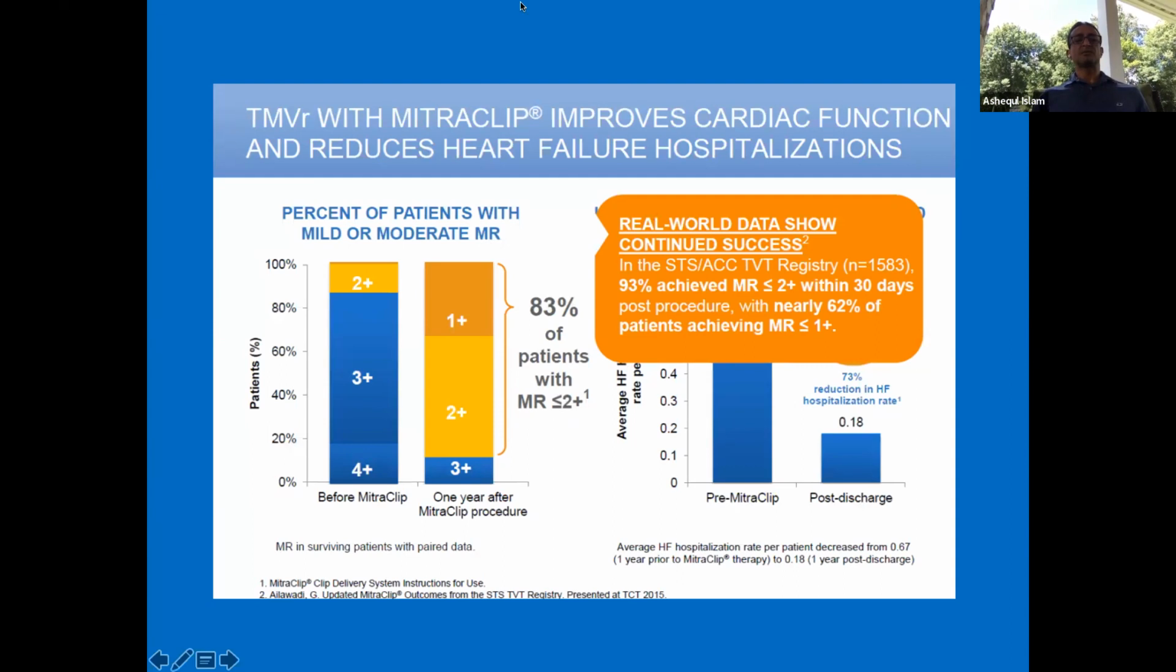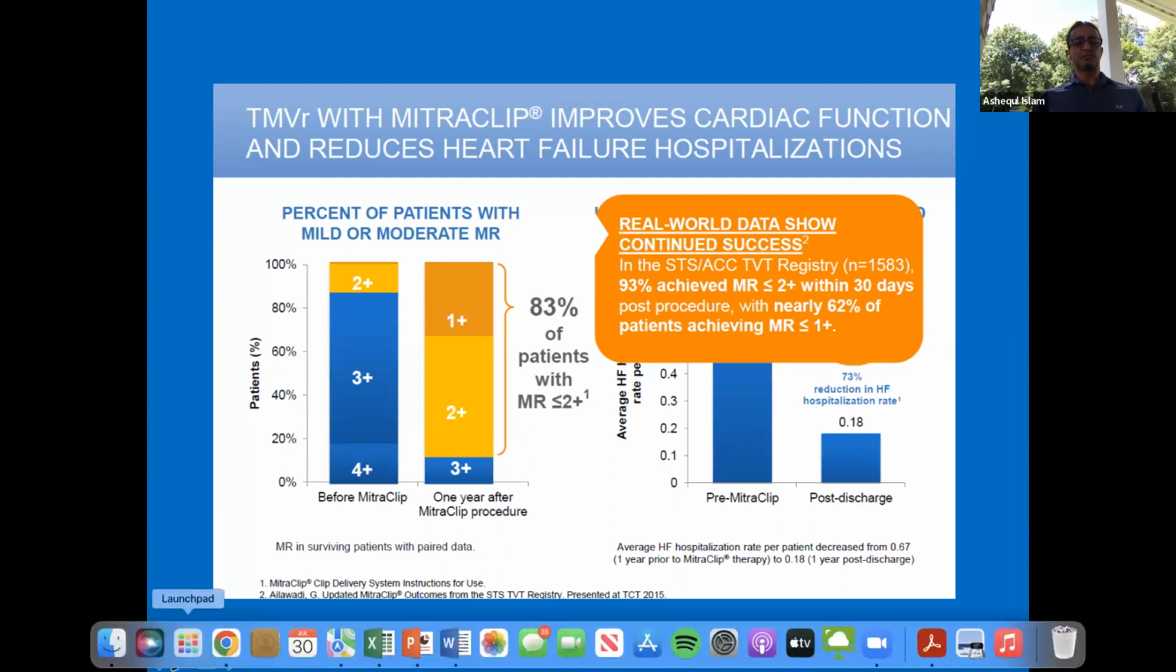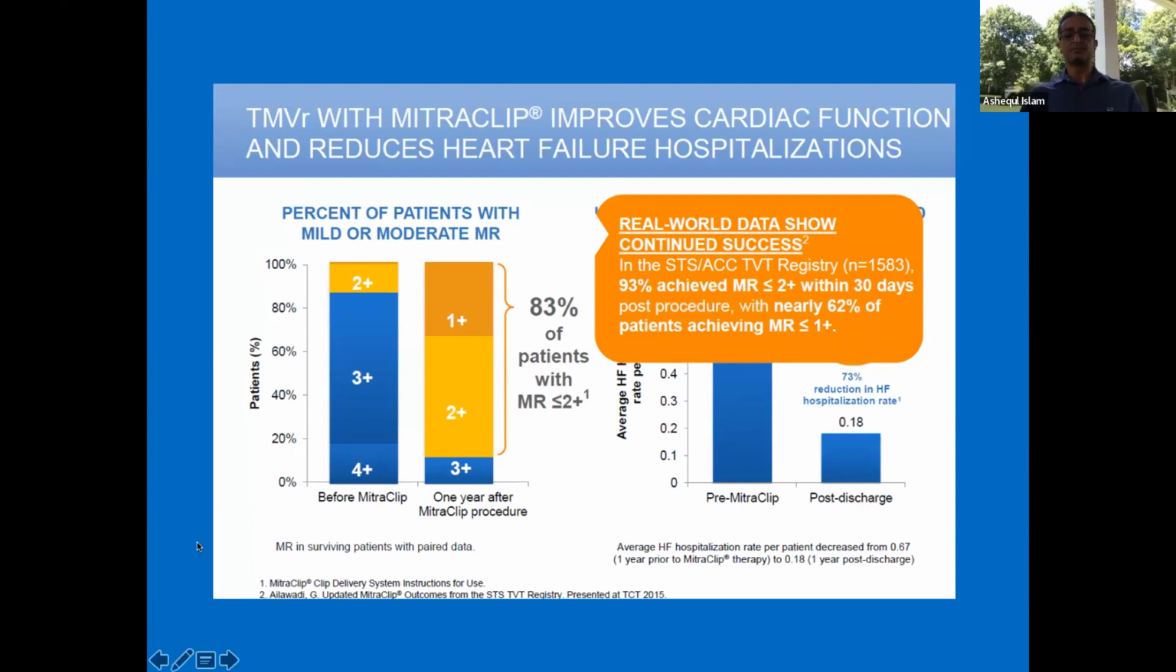If you don't mind, I'm going to get my computer on the other side. I have to put the power cord. This is probably my last slide anyway.